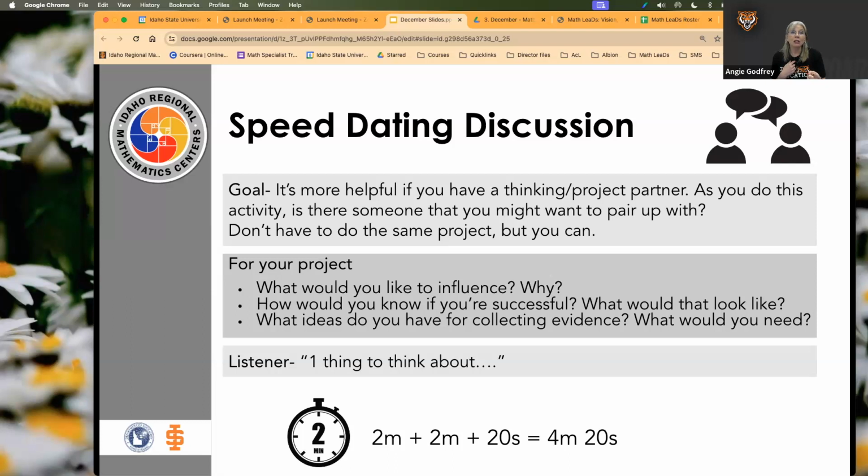And the listener, you have one response, and that is with this sentence prompt: "Well, one thing to think about is," and you give the person a thing to think about. You've got to get it under 2 minutes because then it's their turn. They're going to answer those questions, and you give them one thing to think about, because at 4 minutes and 20 seconds, you'll be switching partners. Ready? Thumbs up.